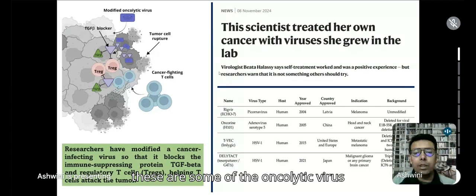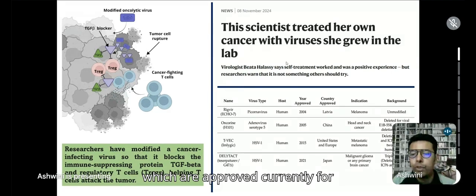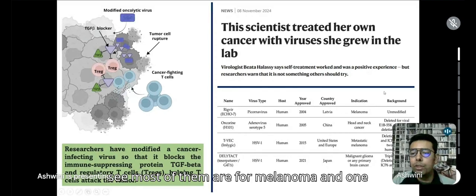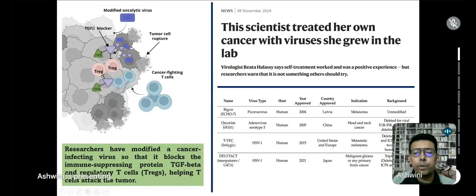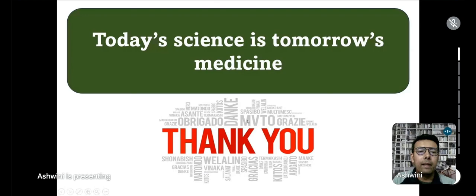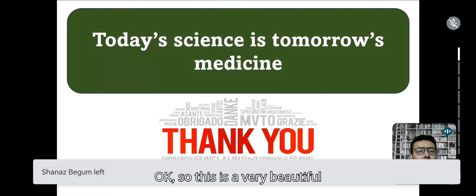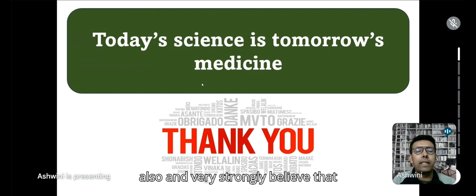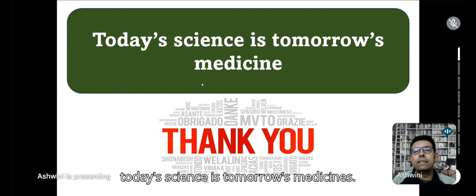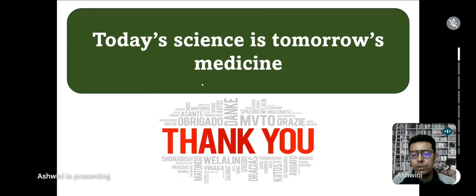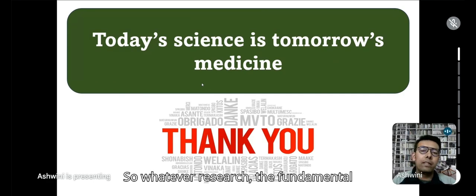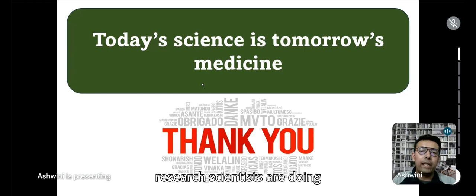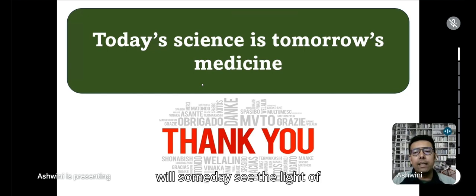So these are some of the oncolytic viruses which are currently approved for different types of tumors. As you can see, most of them are for melanoma, and one product is for head and neck cancer. Okay, so this is a very beautiful statement. I very often say in my class also, and very strongly believe, that today's science is tomorrow's medicine. Whatever research the fundamental research scientists are doing will someday see the light of clinical translation.